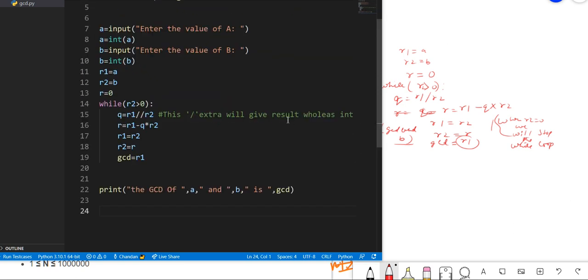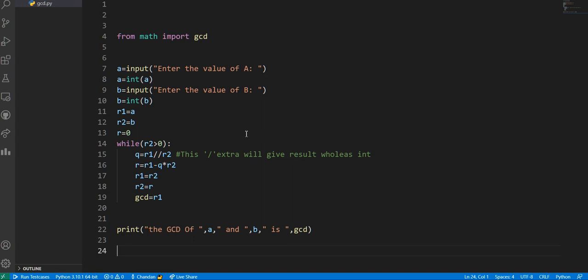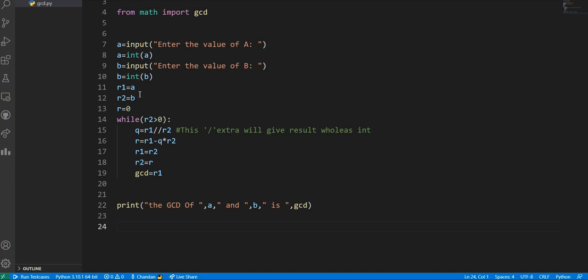And yeah, now if I run, first of all what I did: first I take the input, whatever value a, then b, and then I initialize r1 as a and r2 as b. While r2 is not equal to 0, I will run the loop, and finally I print the gcd from r1. Whenever r2 becomes 0, at that time whatever the value of r1 is, I will just print as the GCD of A and B.